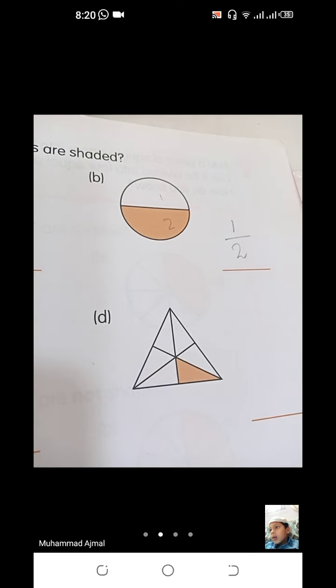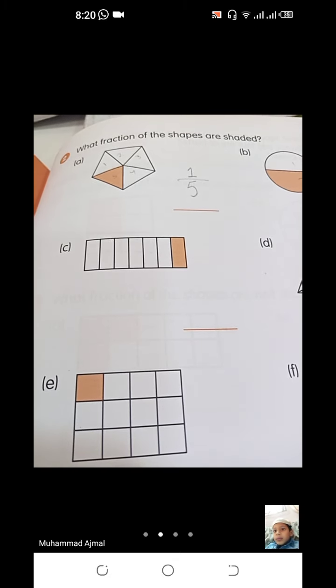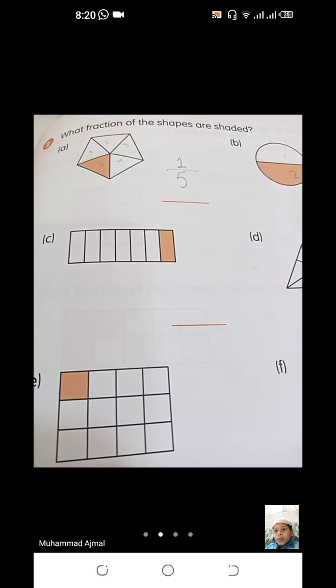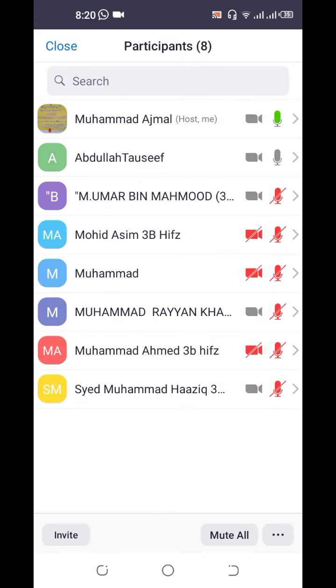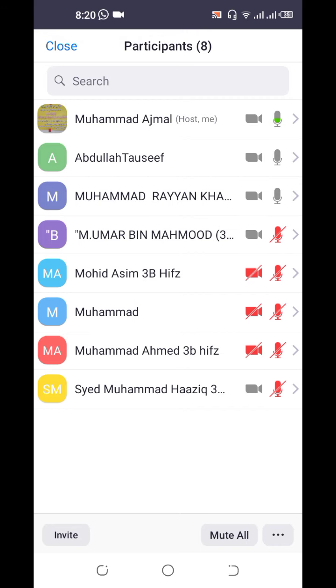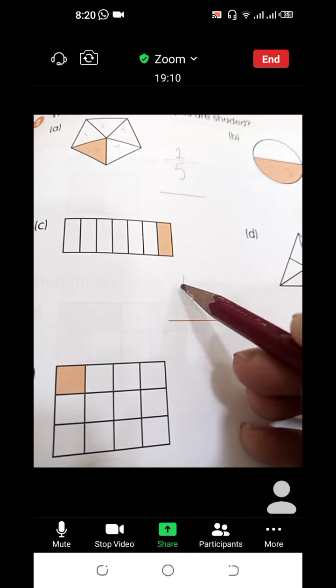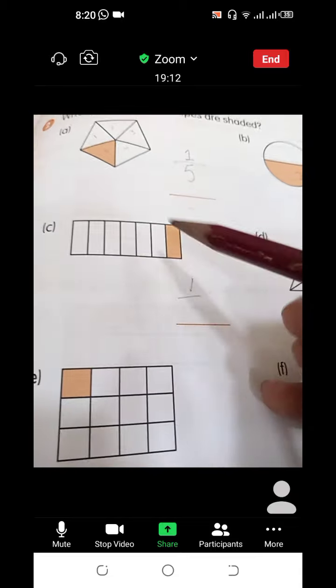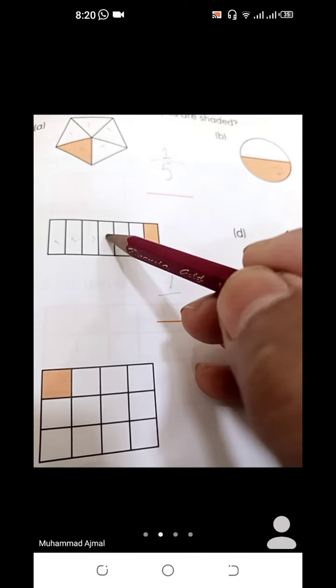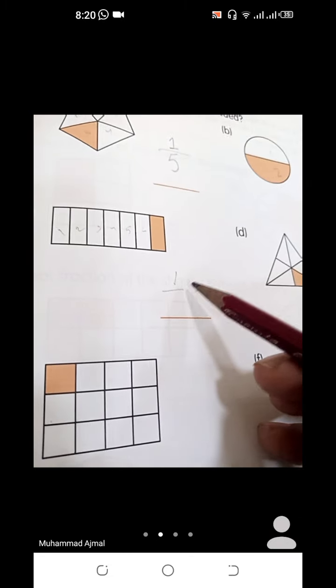Yes, now Muhammad Rayyan, tell me the answer of part C. Muhammad Rayyan, are you there? Yes, 1 over 7 you are saying. 1, 2, 3, 4, 5, 6, 7. Very good. You are right.